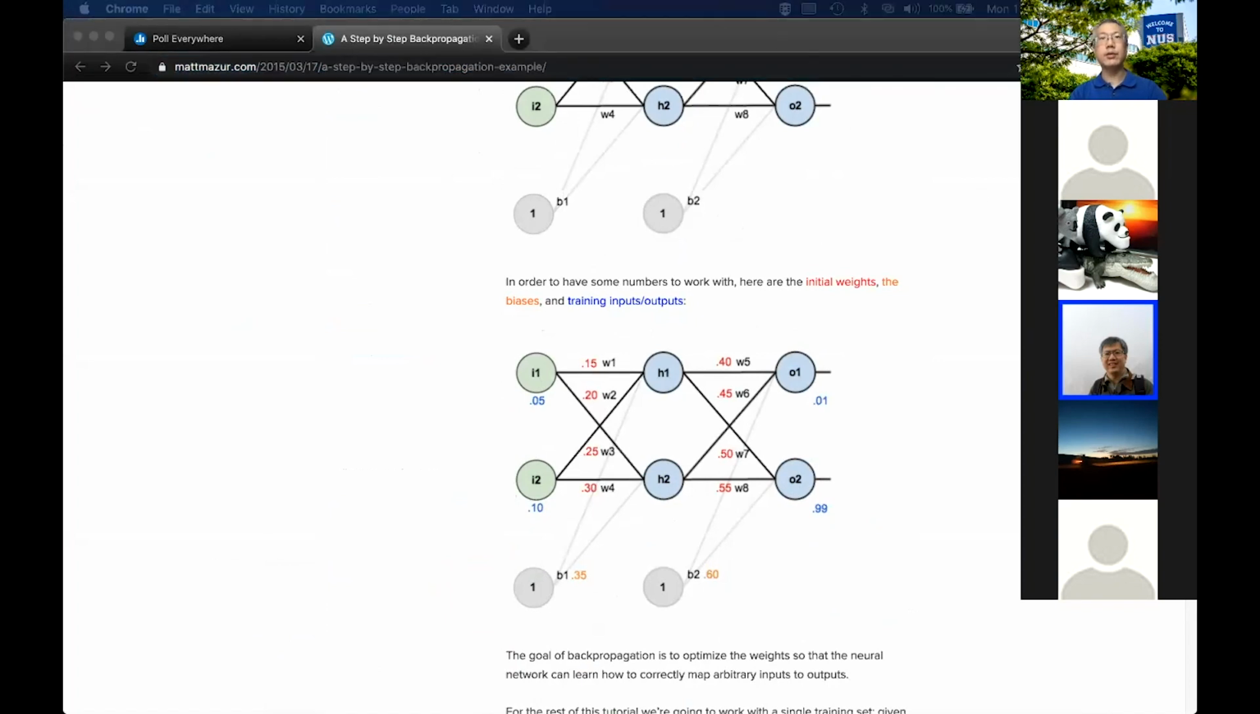Where's my chat window? Chat. I threw it away, okay.